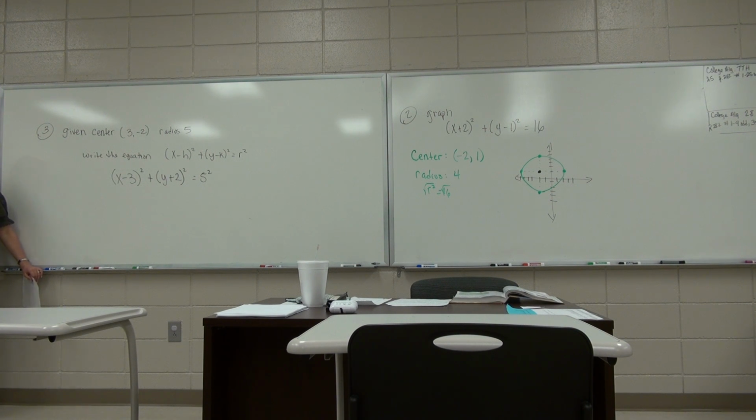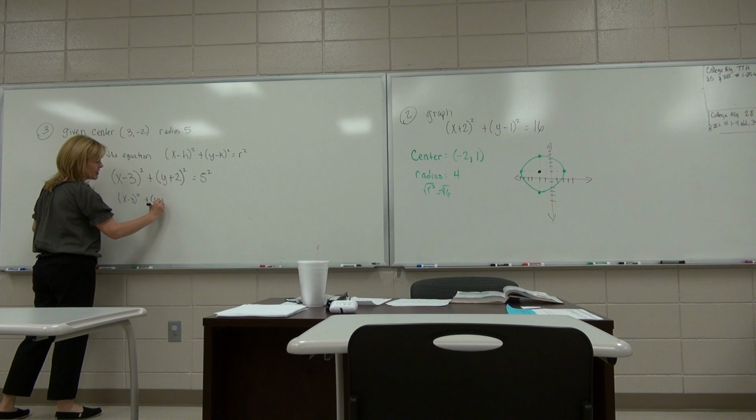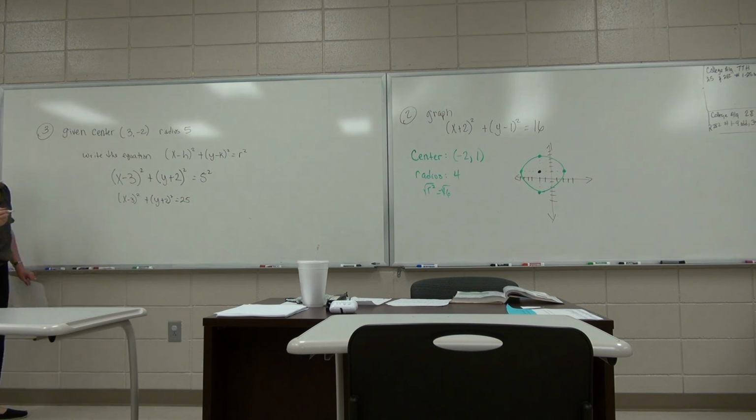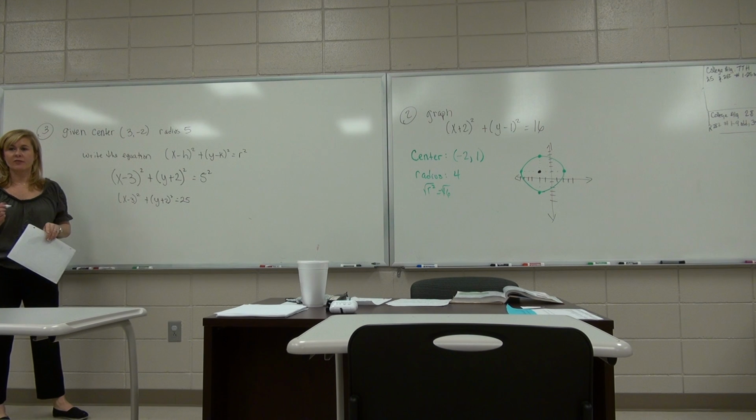Remember, you change the signs from what they are when they're given to you as the center when you put them into the formula. Now, what is 5 squared? So I get x minus 3 squared plus y plus 2 squared is equal to 25. So that's the equation of a circle with a center at 3, negative 2, and a radius of 5.